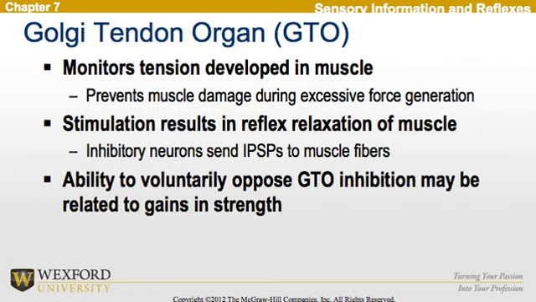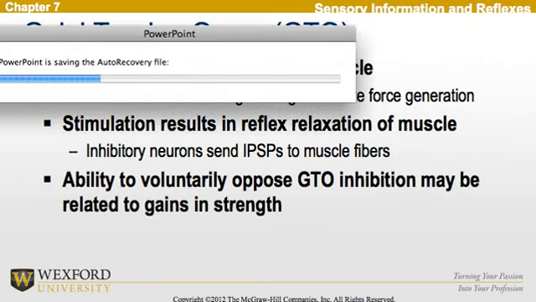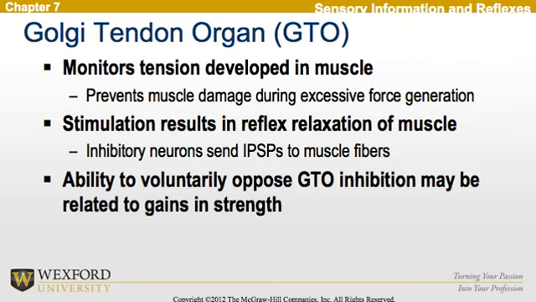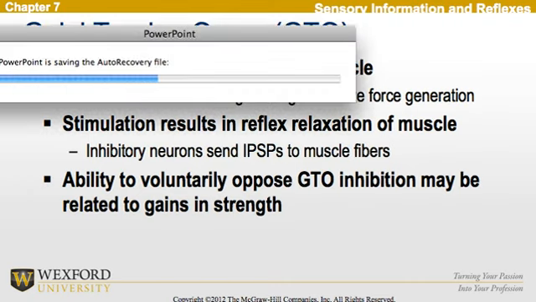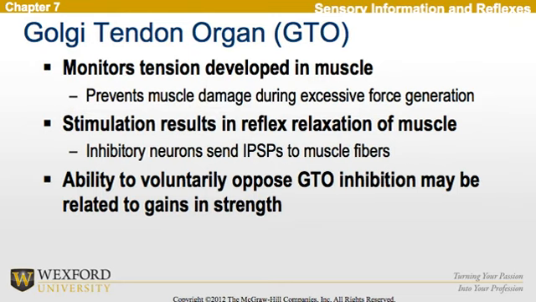Now to discuss the Golgi tendon organ, or GTO, we have an organ that monitors tension developed in a muscle. It also prevents muscle damage during excessive force generation. What we see is stimulation resulting in a reflex relaxation of the muscle. We have inhibitory neurons that send IPSPs to each muscle fiber. We also see that the ability to voluntarily oppose GTO inhibition may be related to gains in strength.